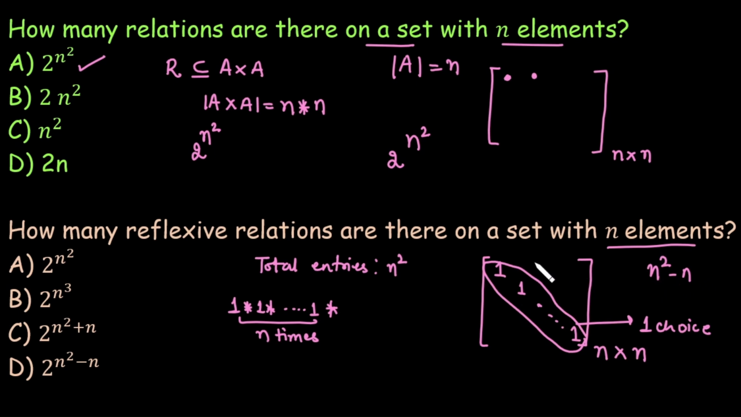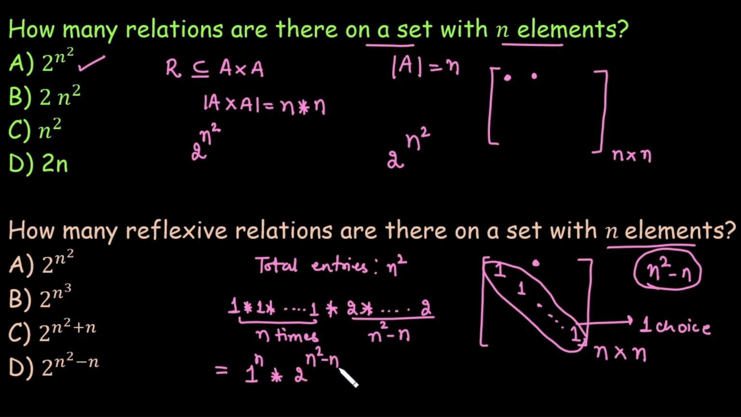Now the point is, an entry may be part of the relation or may not, because for reflexive we are just putting a condition that diagonal entries are 1. Others can be there or cannot be there. It means n square minus n entries have two choices. So we multiply 2 how many times? N square minus n times. Make sure their sum is n square, because total entries is n square. So we can write this as 1 raised to power n into 2 raised to power n square minus n. And hence the final answer is D.